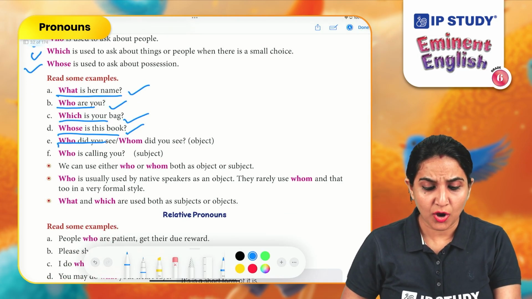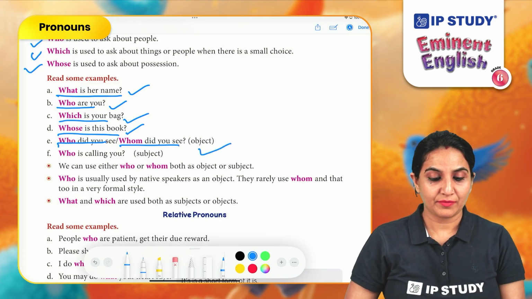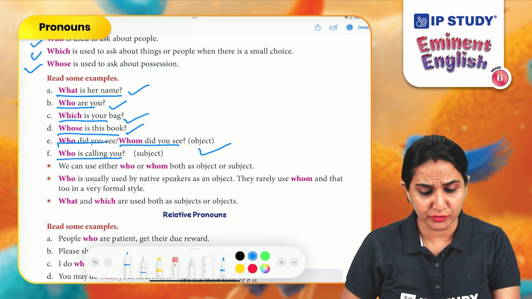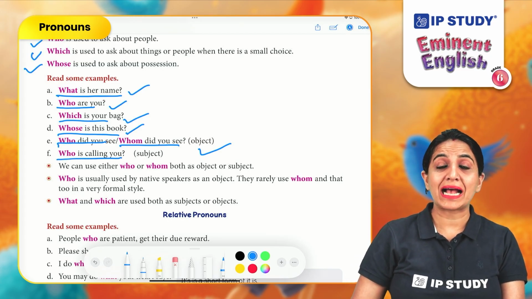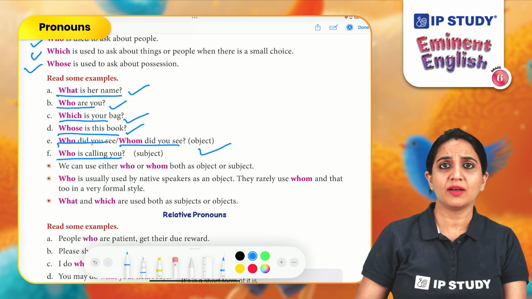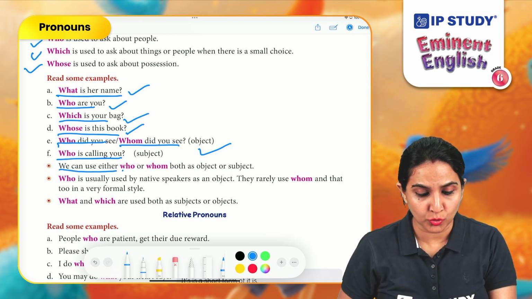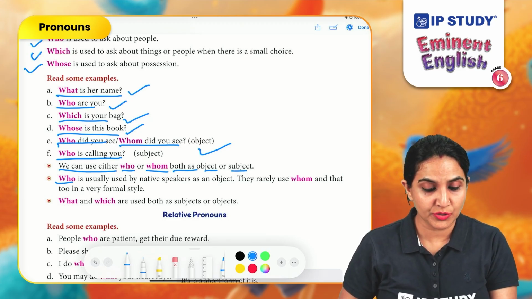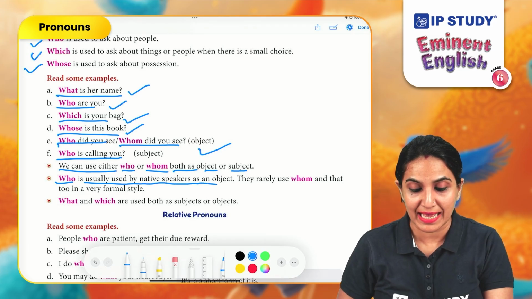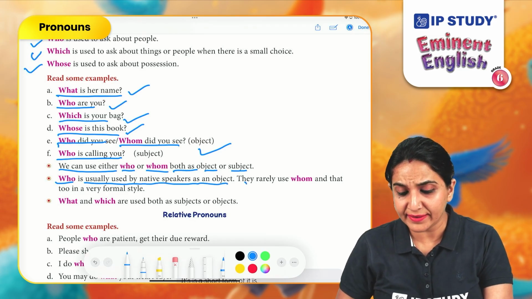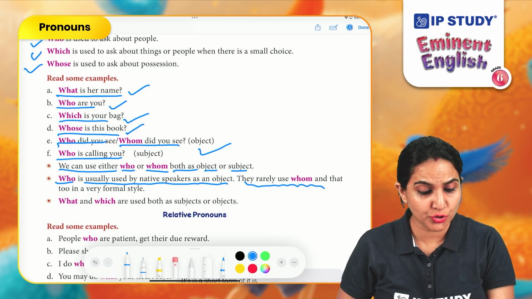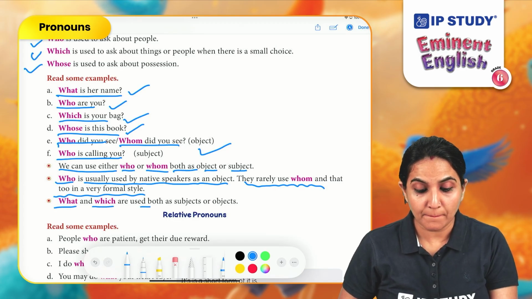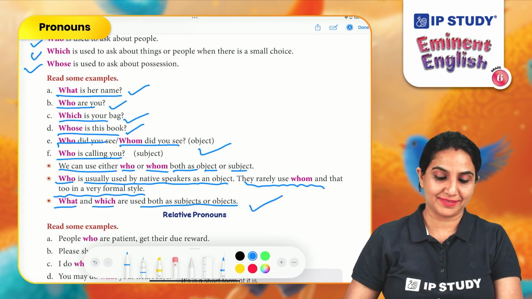Who did you see or whom did you see? We have used who or whom both as an object. Who is calling you? We are using who as a subject because we are talking about someone who is calling. We can use either who or whom both as object or subject. Who is usually used by native speakers as an object. They rarely use whom, and that too in a very formal style. What and which are used both as subjects and objects.